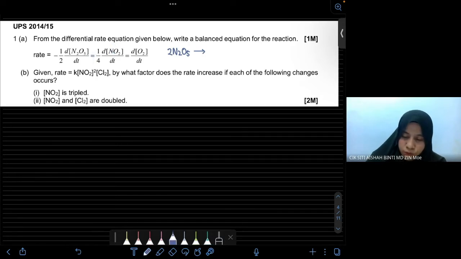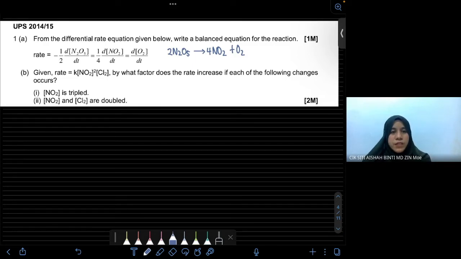NO2. Okay, so when we look here, dia adalah 1 over 4. So dekat sini 4NO2. And then this is for the product as well. But we do not have any coefficient ataupun we do not have any fraction kan. So maknanya sini dia 1 over 1 lah. So plus O2. So that is the equation. So this is actually the differential rate equation.